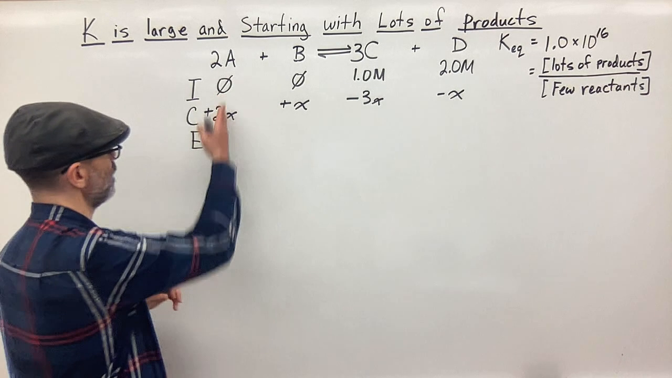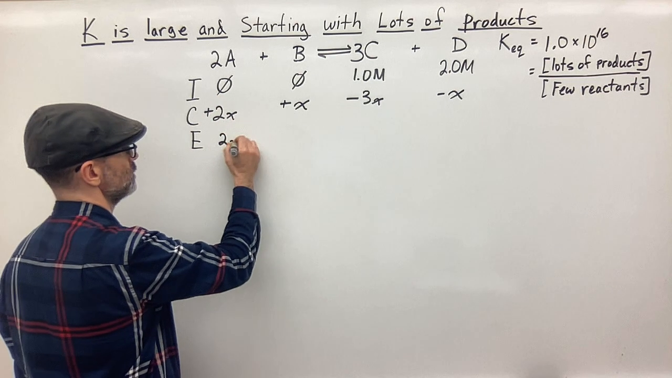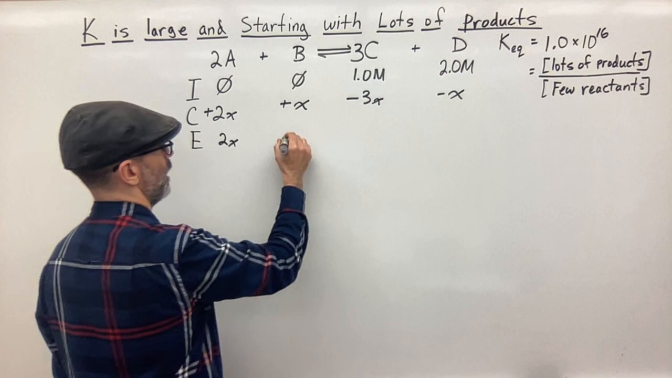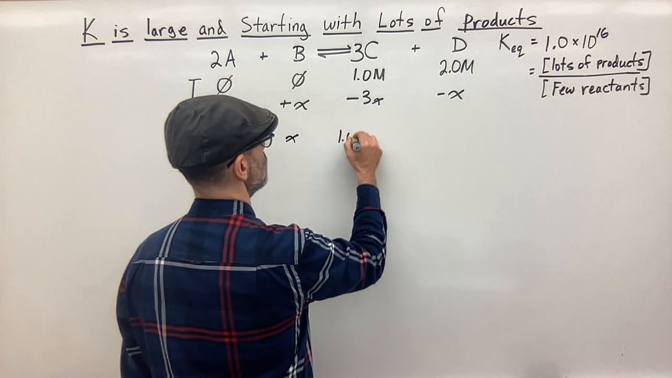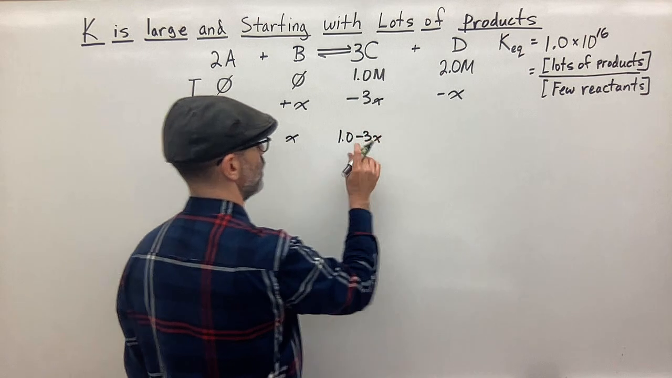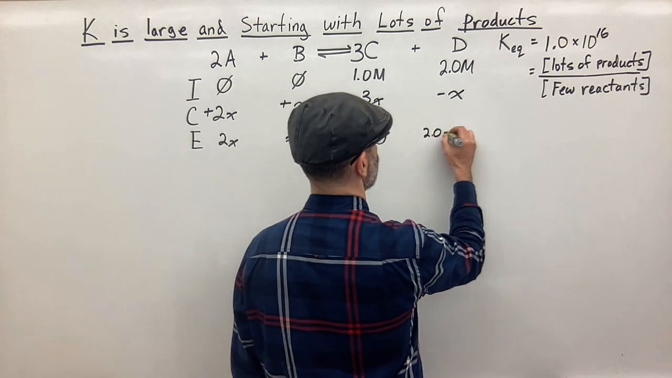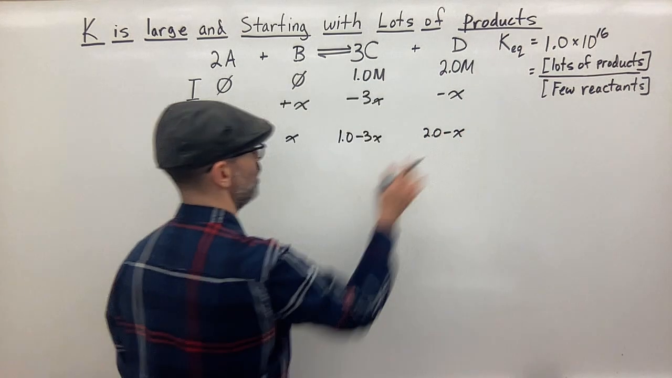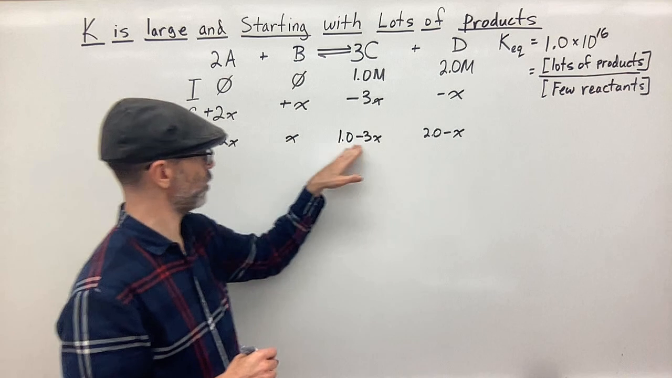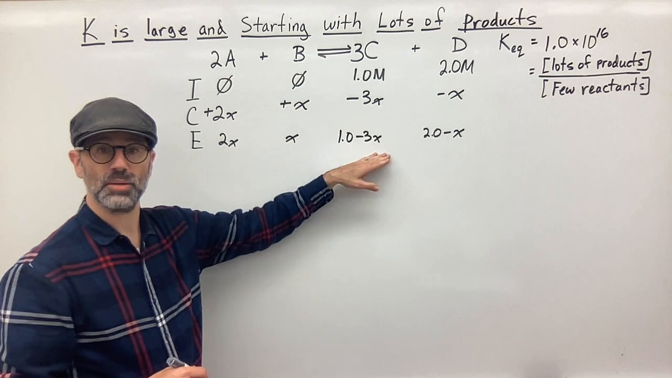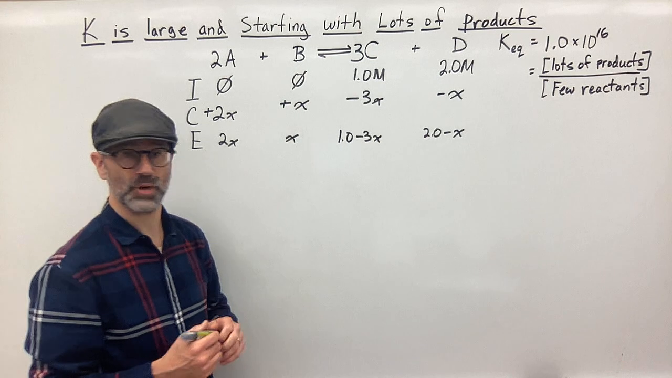So now I'm going to add them. And on this side, I'm going to have an equilibrium amount of 2x for A. I'm going to have an equilibrium amount of x for my B. And then here it's going to be 1.0 minus 3x for the equilibrium amount of C. And then here it's going to be 2.0 minus x for D. So now I have everything in terms of x. And now I have the equilibrium concentrations in terms of x. So now I can apply this to my K expression.